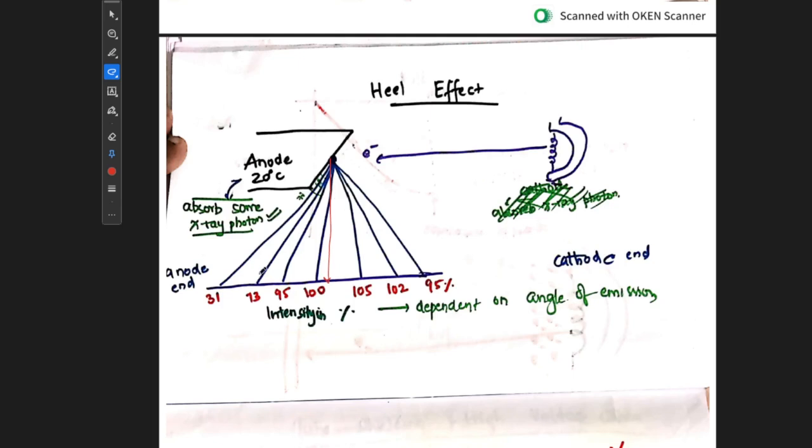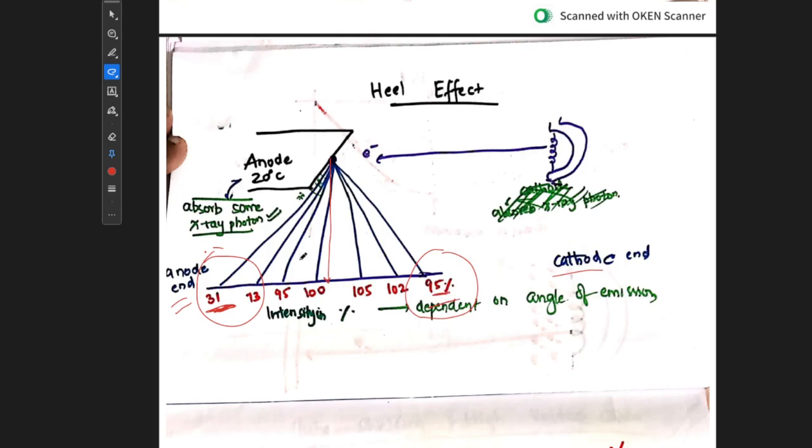A few X-rays are towards the anode end; these are the anode end X-rays. A few X-rays are towards the cathode end; these are the cathode end X-rays. If we look at the intensity of X-rays, the intensity along the anode end is lesser, here 31, when compared to the intensity of X-rays at the cathode end, which is 95.